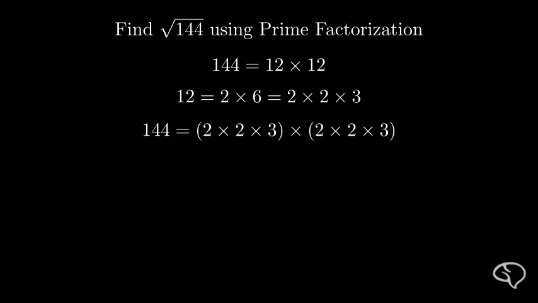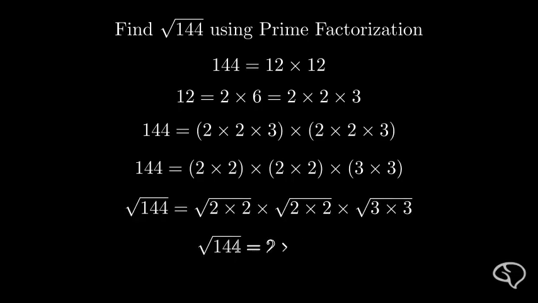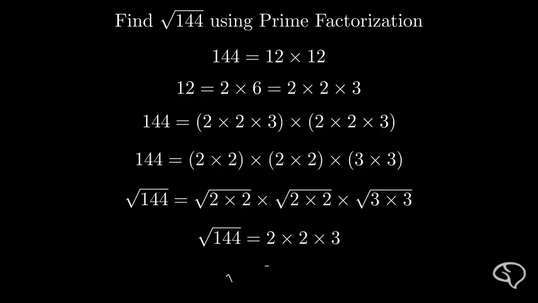Next, we group the prime factors into pairs. Remember, we're looking for a number that, when multiplied by itself, gives 144. We have a pair of 2's, another pair of 2's, and a pair of 3's. For each pair, we take one of the numbers. This is because the square root of a number squared is just the number itself. So we take one 2 from the first pair, one 2 from the second pair, and one 3 from the third pair. Multiplying these together, we get 2 times 2 times 3, which is 12. So the square root of 144 is 12. This method works perfectly for perfect squares because all the prime factors will form pairs. But what happens when they don't?